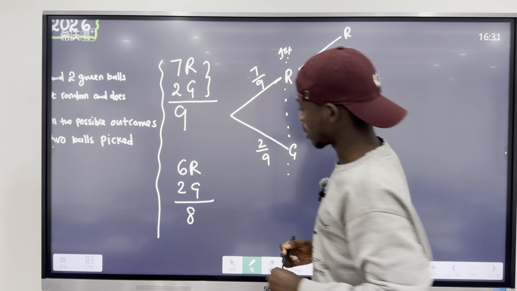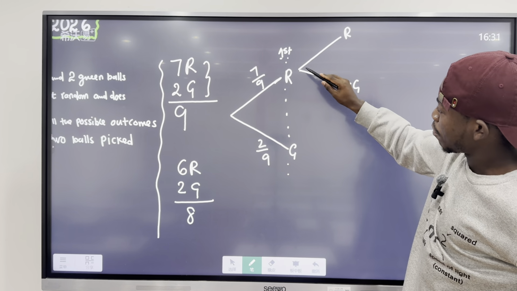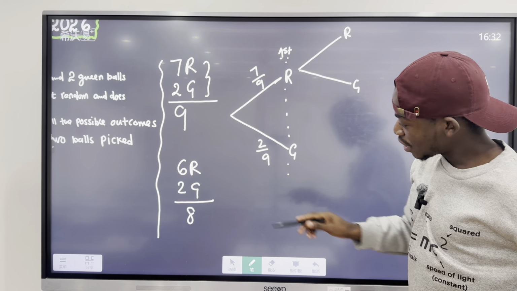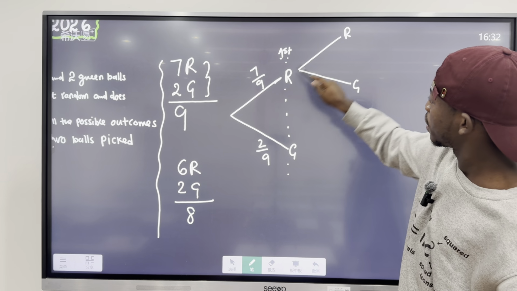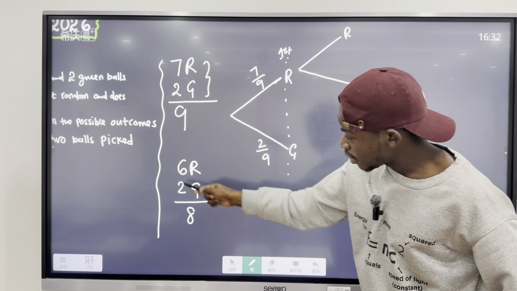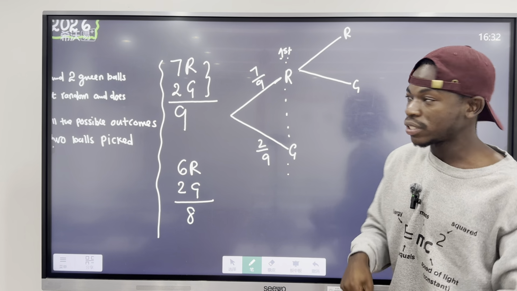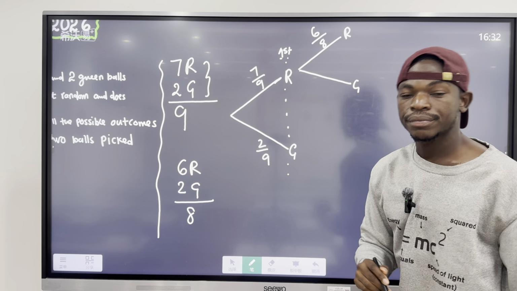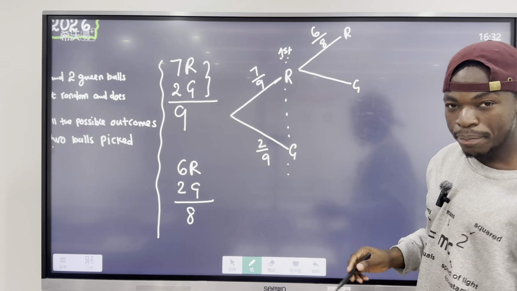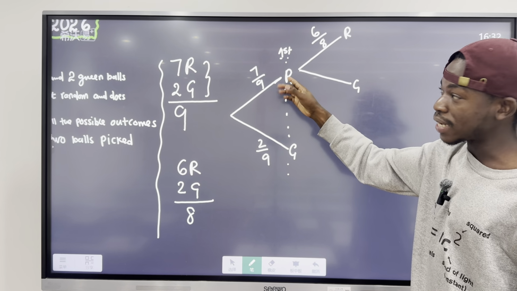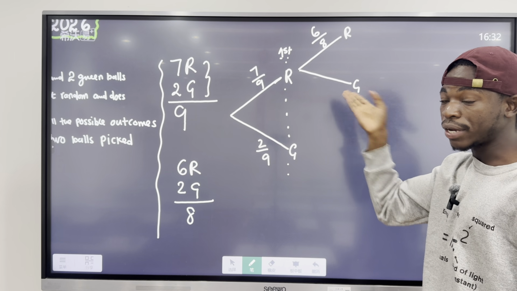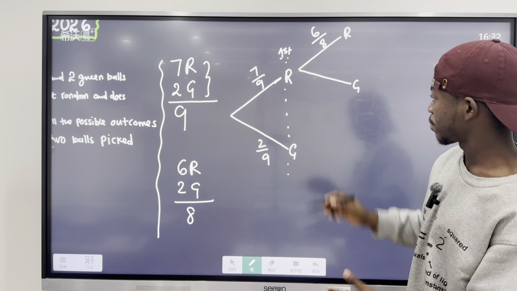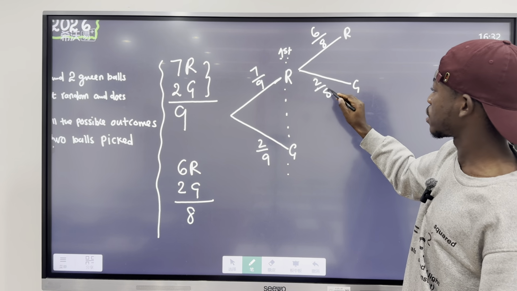So what will be the new probabilities here? Let's fill in the probabilities. What is the probability of picking red this time? The probability of picking red, given that at first we picked red: how many red balls do we have in the bag this time around? We have 6 of them, divided by the total, which is 8. Then maybe we picked red at first, but this time we're going to pick a green ball. So the probability of picking green will be the total number of green balls, 2, out of 8.